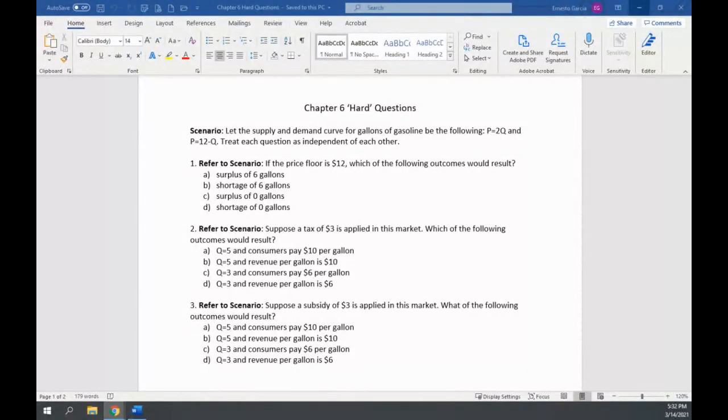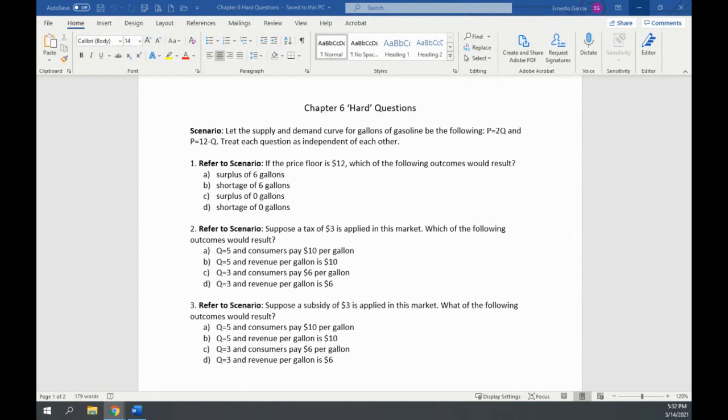Okay, we'll solve number 2 from chapter 6, hard questions. Number 2 tells us to refer to the scenario. The scenario reads, let the supply and demand curve for gallons of gasoline be the following. P equals 2Q and P equals 12 minus Q. Treat each question independent of each other.